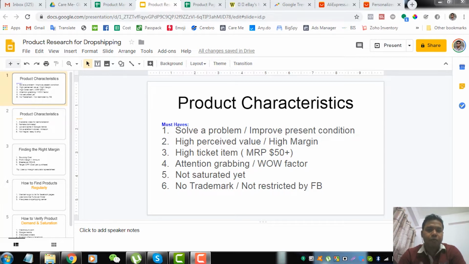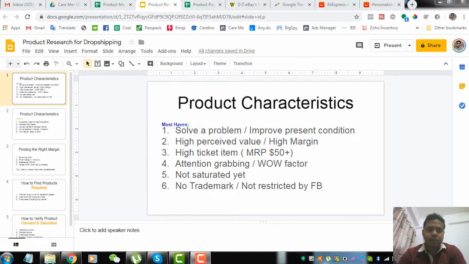So before starting any product research, you must be aware of some of the characteristics of the products. Some of these are must-haves, which means you should look for all these characteristics that your potential products should have, and some of the characteristics are nice to have, which are not mandatory, but if you find those characteristics, it's an additional benefit. So what are those characteristics?